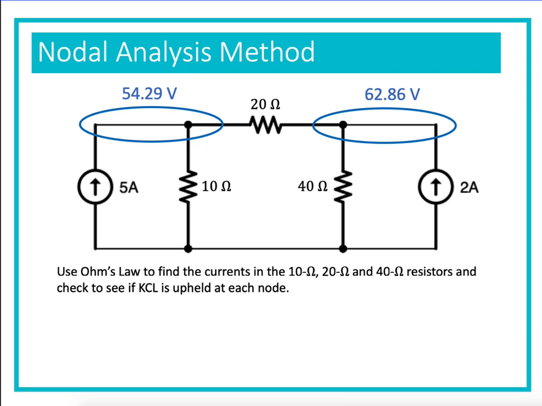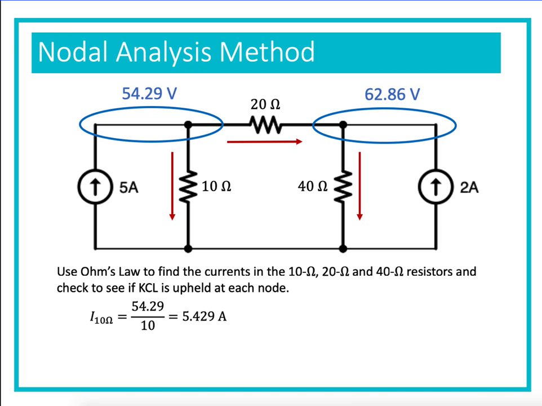So first of all, we can find the current in the 10 ohm resistor by just taking 54.29 volts. I did put the current directions in that we had before. And we find that there's 5.429 amps going through the 10 ohm resistor. Then, since we decided the current was going from left to right through the 20 ohm resistor, we're going to take V1 minus V2. Yes, I know V2 is bigger. It doesn't make any difference. Just stick with what you thought initially and it will all work out fine.